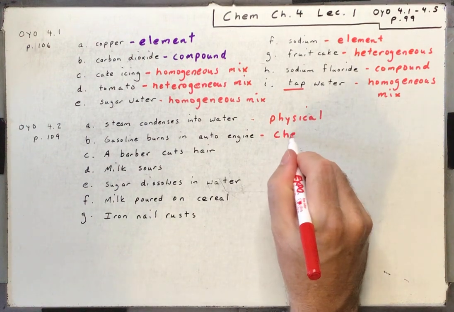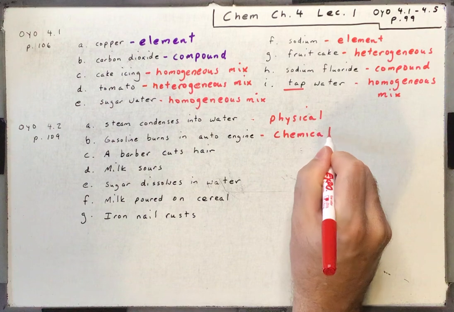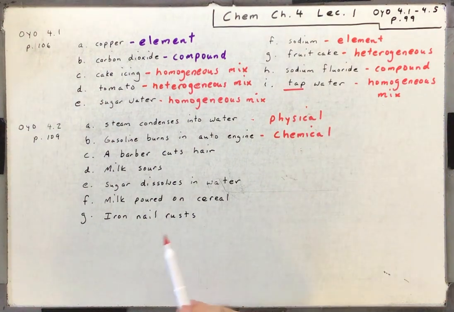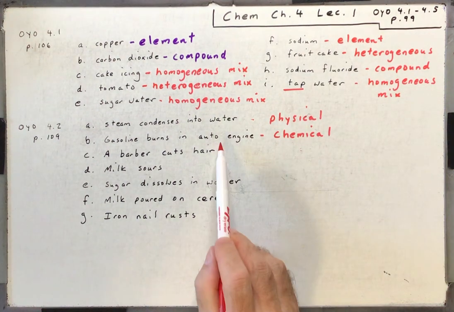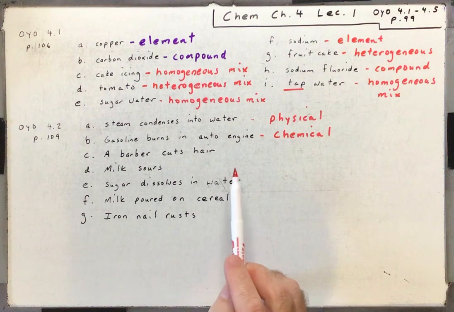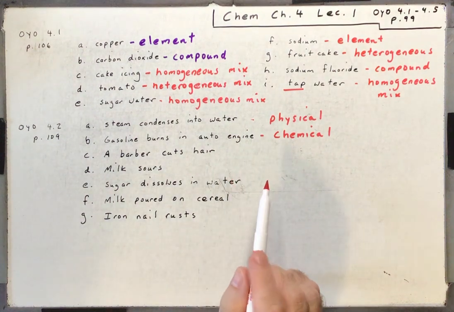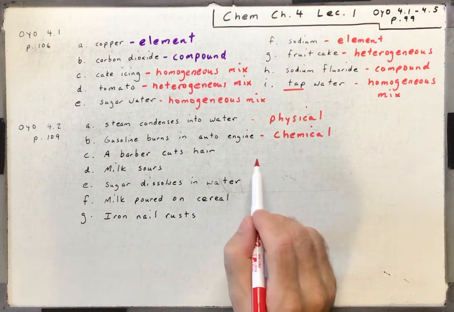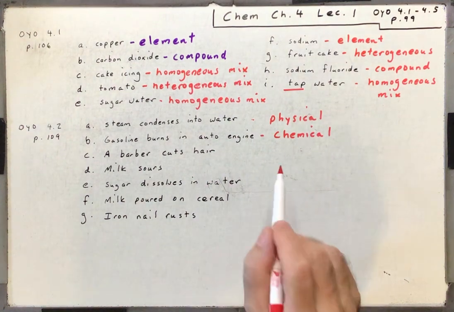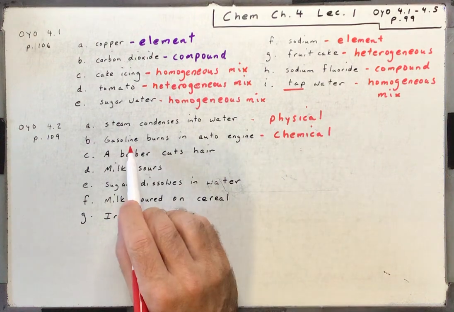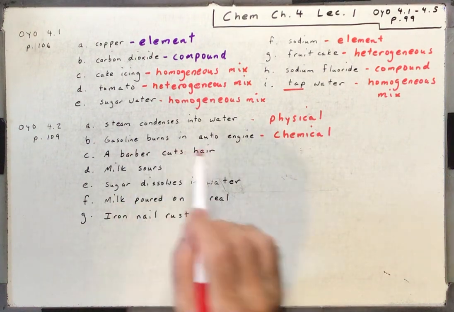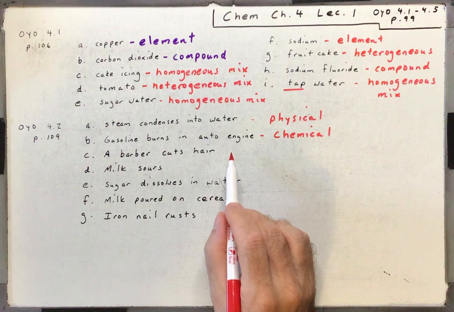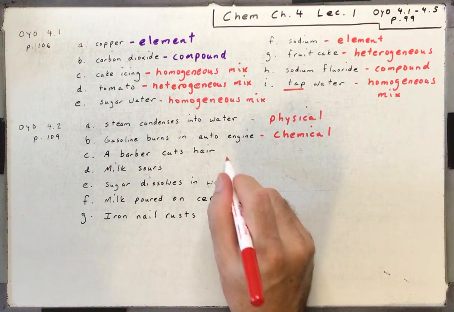Still water. Now, gasoline burns in an auto engine. That's a chemical change. The gasoline, through the process of combustion, creates some new products such as carbon monoxide, carbon dioxide, nitrogen monoxide, nitrogen dioxide, some sulfur compounds potentially. So new substances are formed when gasoline burns in an auto engine, and some of those substances come out the tailpipe.